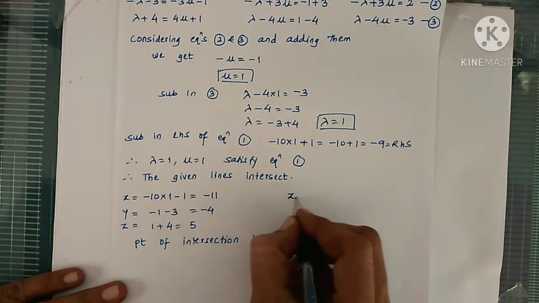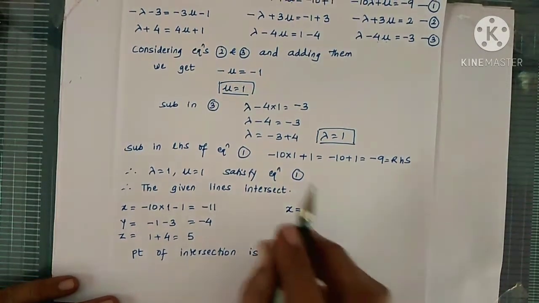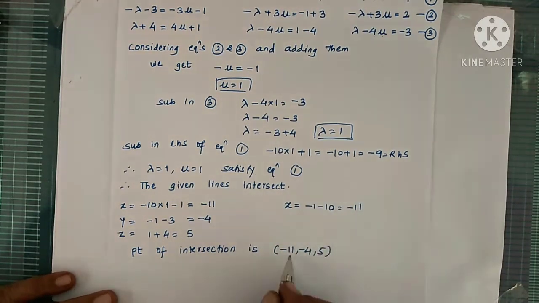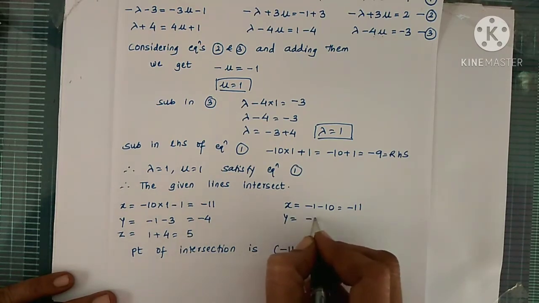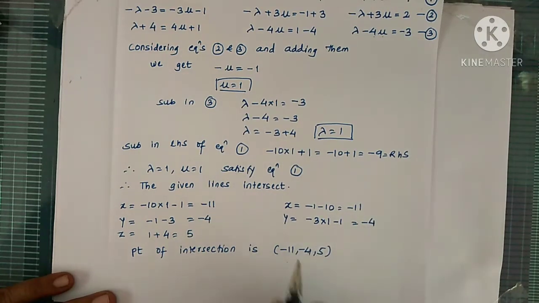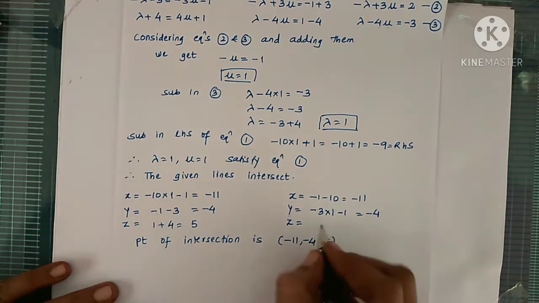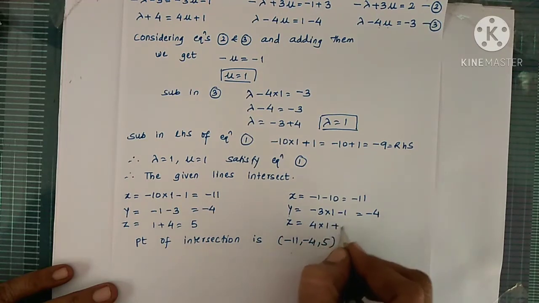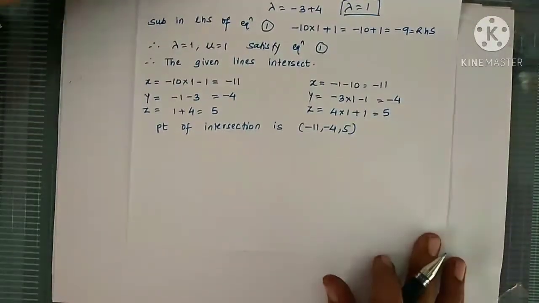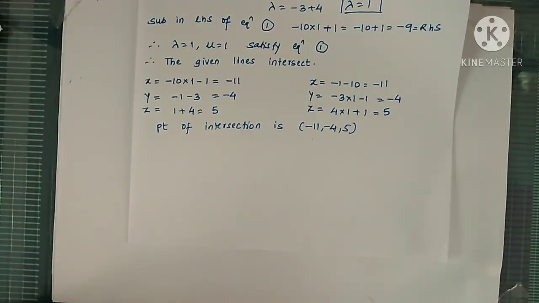So if we put x is equal to, substituting mu equals 1, it is minus 1 minus 10. Again we get minus 11. Y is minus 3 mu minus 1, minus 3 minus 1 gives us minus 4. And z is equal to 4 mu plus 1. Mu is 1, so 4 plus 1 gives us 5. So you can solve for lambda or for mu and find the point of intersection. So minus 11, minus 4, 5 is the point of intersection of those two lines.